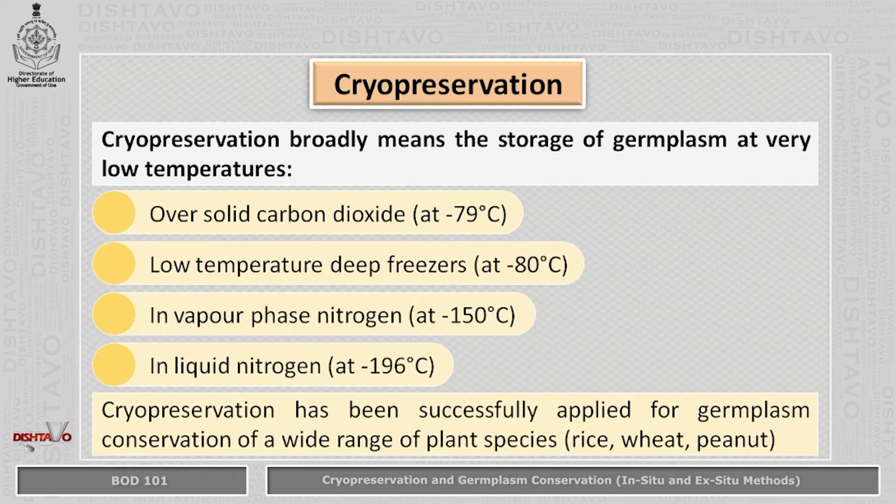Cryopreservation broadly means the storage of germplasm at very low temperatures: over solid carbon dioxide at -79 degrees centigrade, in low temperature deep freezers at -80 degrees centigrade, in vapor phase nitrogen at -150 degrees centigrade, or in liquid nitrogen at -196 degrees centigrade. Among these, the most commonly used cryopreservation is by employing liquid nitrogen. At the temperature of liquid nitrogen, the cells stay in a completely inactive state and thus can be conserved for long periods. In fact, cryopreservation has been successfully applied for germplasm conservation of a wide range of plant species.